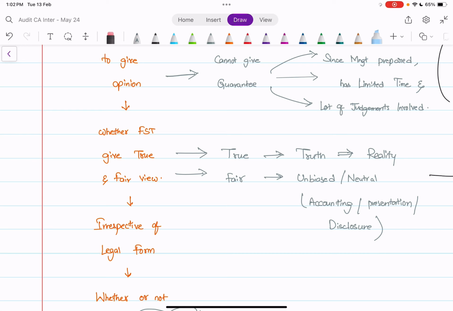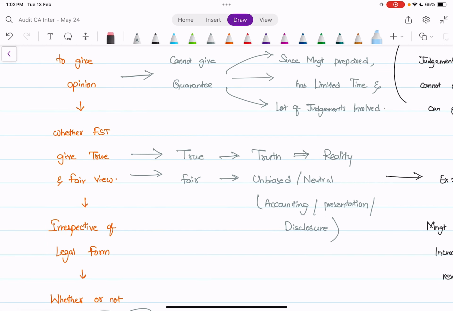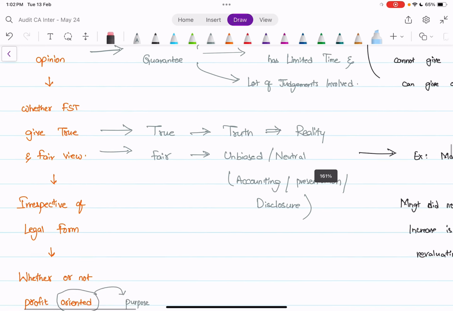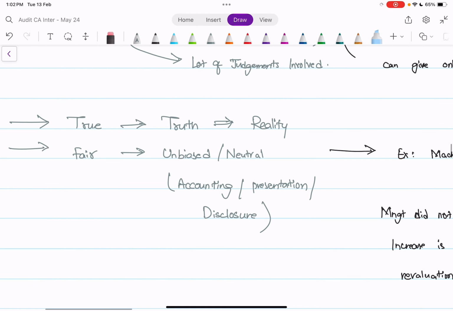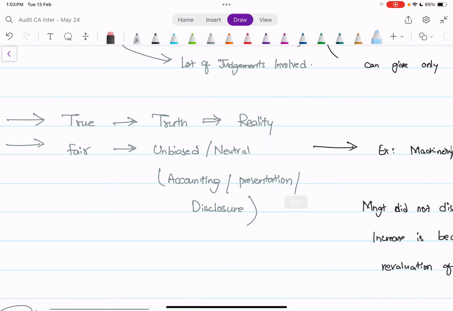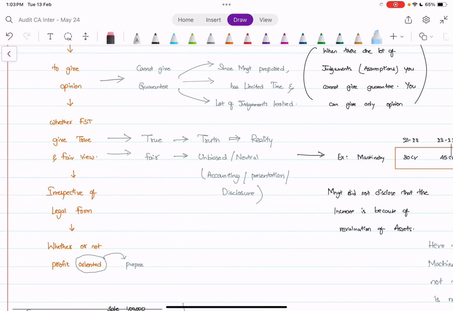What does true and fair mean? True means true. Reality. That's the reality. And fair means the financial statements have to be prepared as per accounting standards, as per accounting norms, and the presentation has to be as per accounting norms, and the disclosure has also to be as per disclosure requirements. What does that mean? Here are some examples.